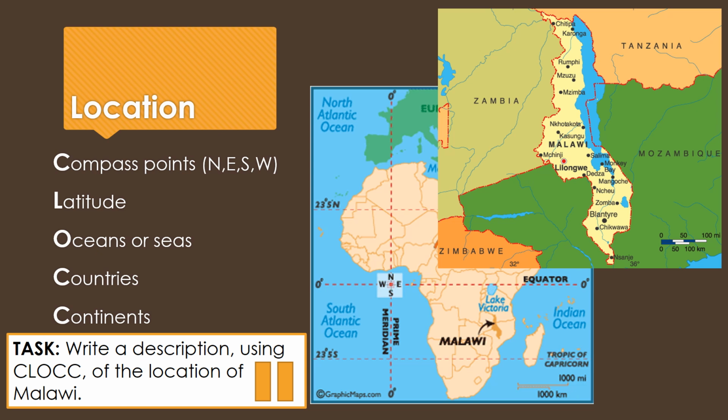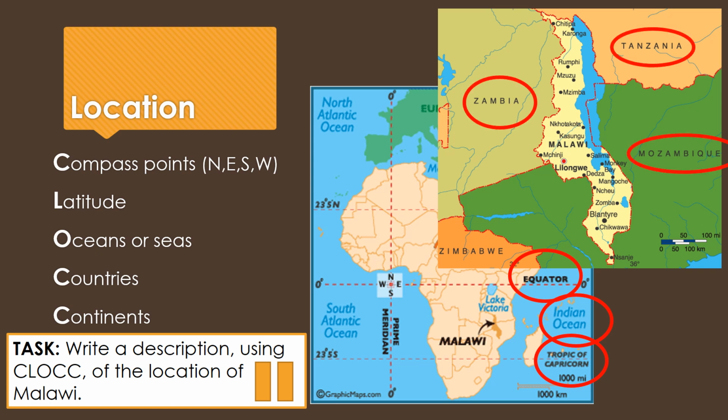Okay, just a few things to point out. So we've got the equator and the Tropic of Capricorn, and Malawi is pretty much in between both of those. So when you're talking about lines of latitude, you could say that Malawi is in between the equator and the Tropic of Capricorn. We've also got the Indian Ocean to the east of Malawi, so you could have included that as well.